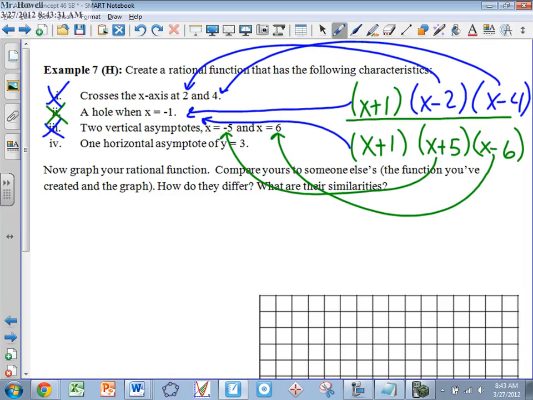Last thing to do. This is the toughest one. Horizontal asymptotes occur from the degrees, don't they? Look at the degrees. What would the degrees be from top and bottom? X to the third. For both, right? Yeah. X cubed and X cubed, because I have three factors. So I'm going to have X cubed up here and X cubed down here. But I have an asymptote of 3. So what does that tell me? What do I have to do to this? 3 instead of 3.